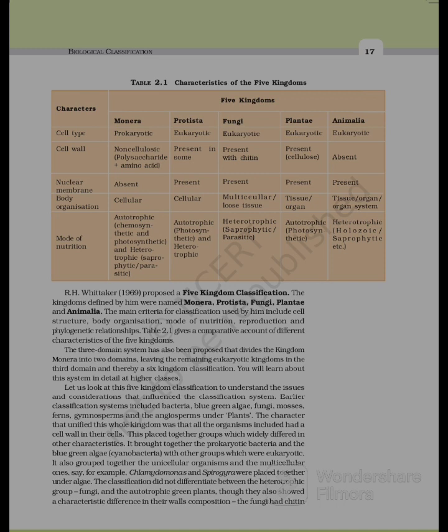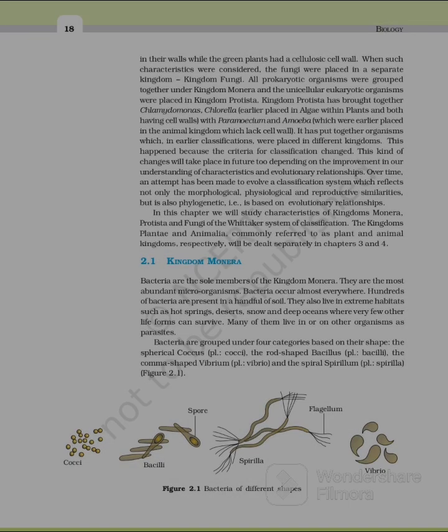The classification did not differentiate between the heterotrophic group fungi and the autotrophic green plants. Though they also showed a characteristic difference in their wall composition, the fungi had chitin in their walls while the green plants had a cellulosic cell wall. When such characteristics were considered, the fungi were placed in a separate kingdom called kingdom Fungi.